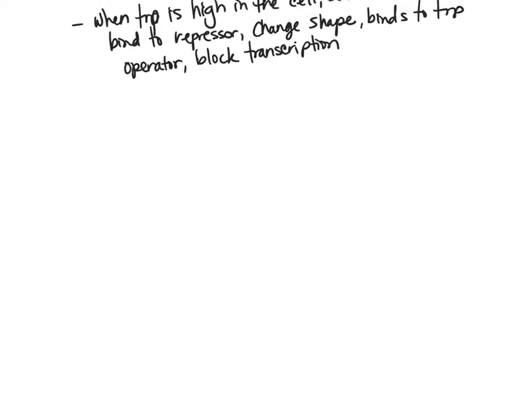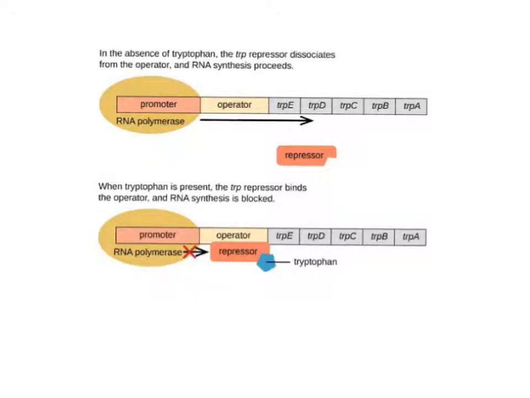All right, so let's take a look at that from the text. All right, so this is from the text. It says, in the absence of tryptophan, the TRP repressor dissociates from the operator and RNA synthesis proceeds at the top here. Now let's skip down to the bottom part where it says, when tryptophan is present, the TRP repressor binds to the operator and the RNA synthesis is blocked. This is what we had just spoken about.